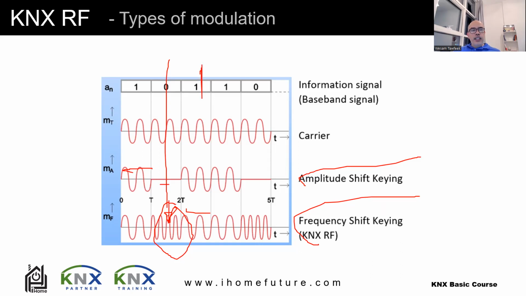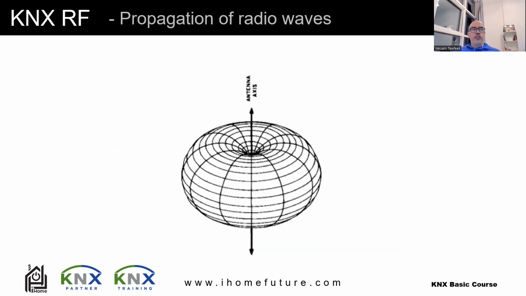The KNX RF is using frequency shift keying, and sometimes it's a question coming in the exam. So what kind of modulation am I using in the KNX RF? I'm using frequency shift keying. Moving on, propagation of radio waves.